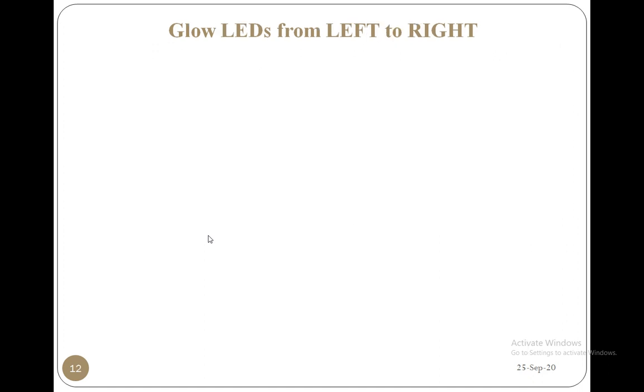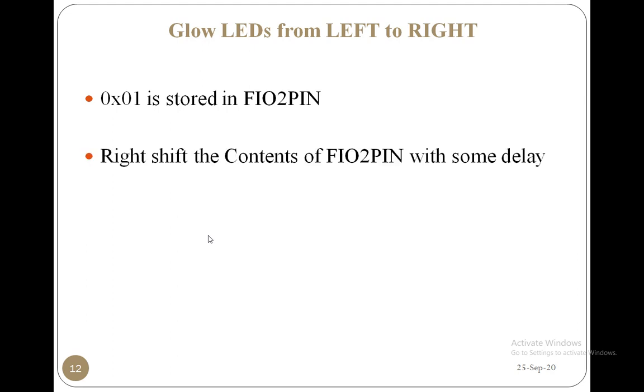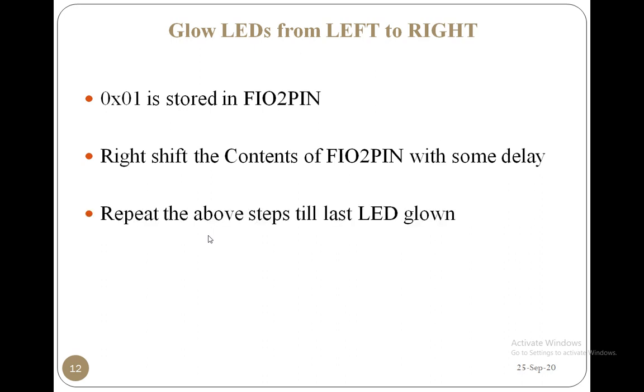And now we have to glow the LEDs from left to right. So for that, the basic steps are: 0x01 is stored in the FIO2 pin first of all. After that, we have to right shift the contents of the FIO2 pin based upon the LED number, right. After that, for every LED glow we are using some delay, right. Then we have to repeat the above steps until the last LED glows. So by using these statements we will write the program.